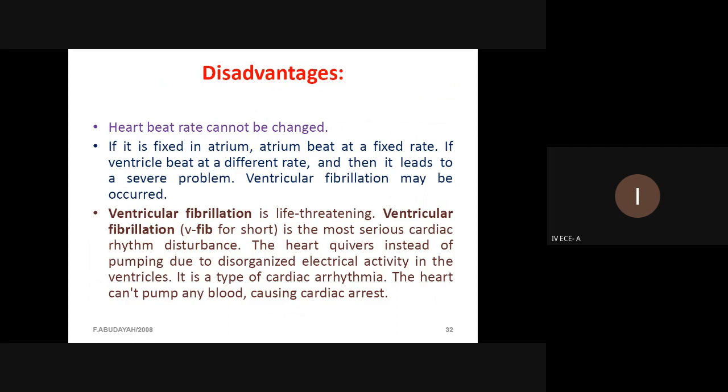Ventricular fibrillation is life-threatening. It is the most serious cardiac rhythm disturbance. The heart quivers instead of pumping due to disorganized electrical activity in the ventricles. It is a type of cardiac arrhythmia. The heart can't pump any blood, causing cardiac arrest. This is the main disadvantage of these pacemakers.